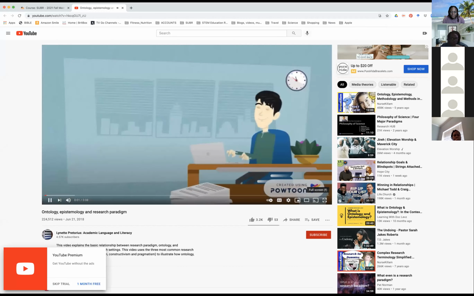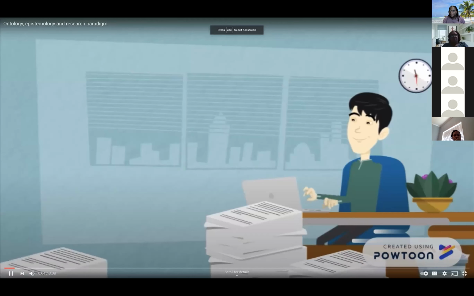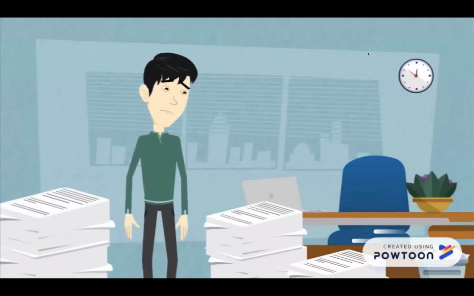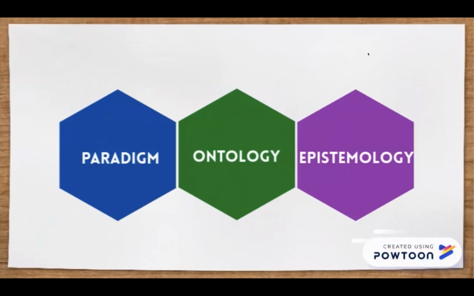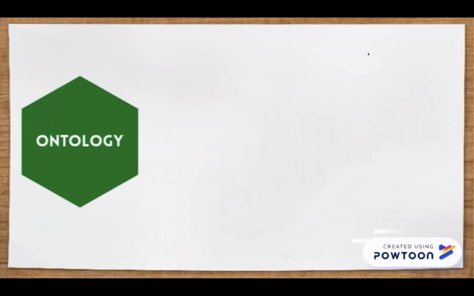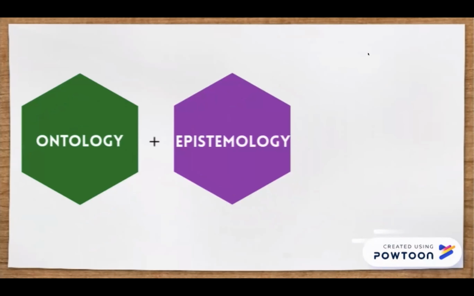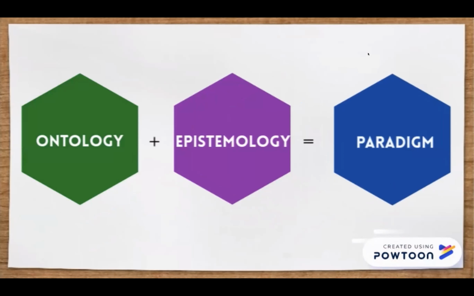Doing a research project can be daunting, especially when you have to learn a whole set of new terms. In this video, I will explain the relationship between research paradigm, ontology, and epistemology. In the simplest terms, the following picture describes the relationship between ontology, epistemology, and research paradigm. So what does ontology and epistemology mean? Well, ontology examines the nature of reality, while epistemology examines how you can examine reality.